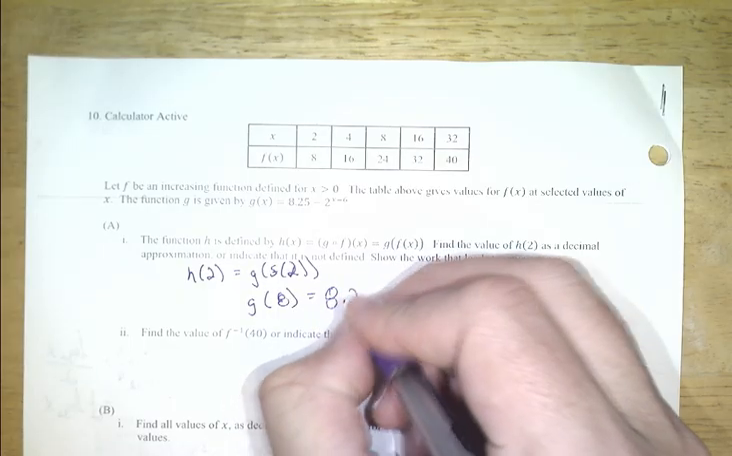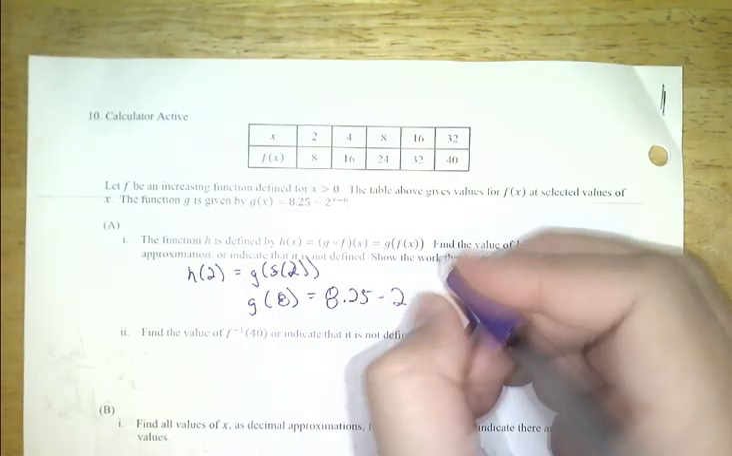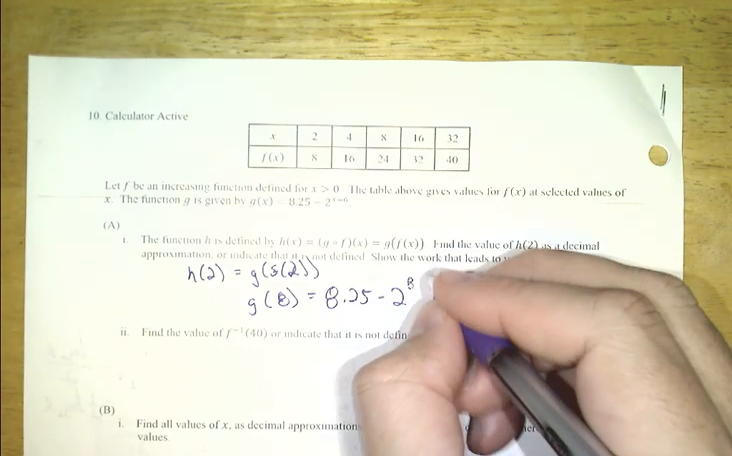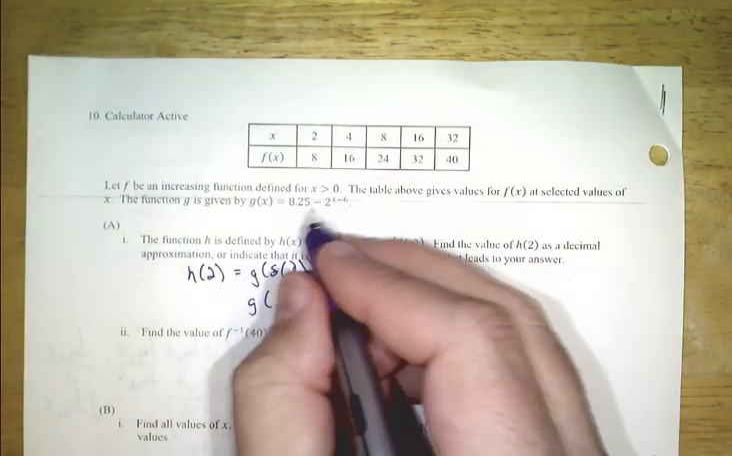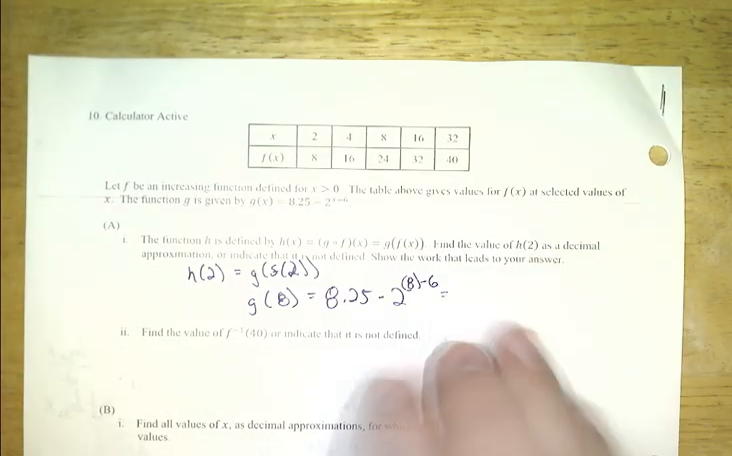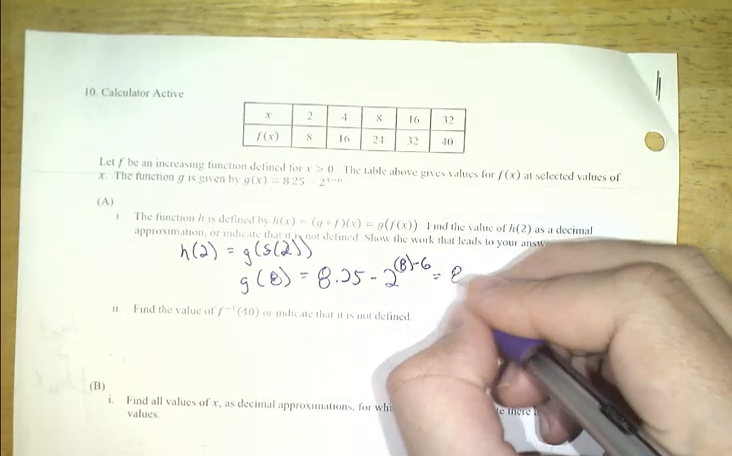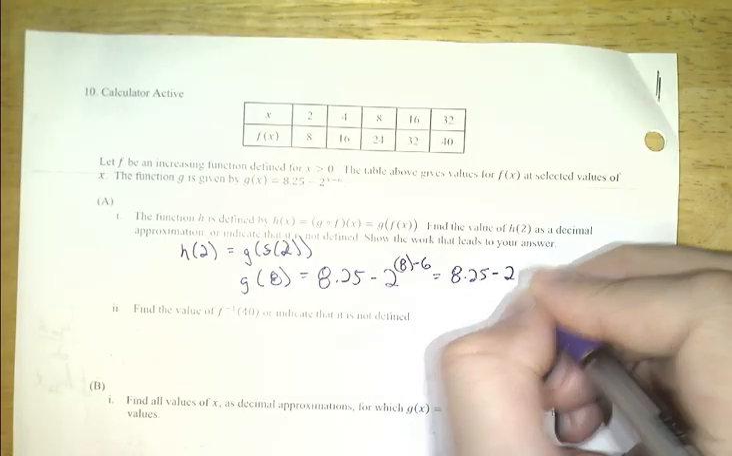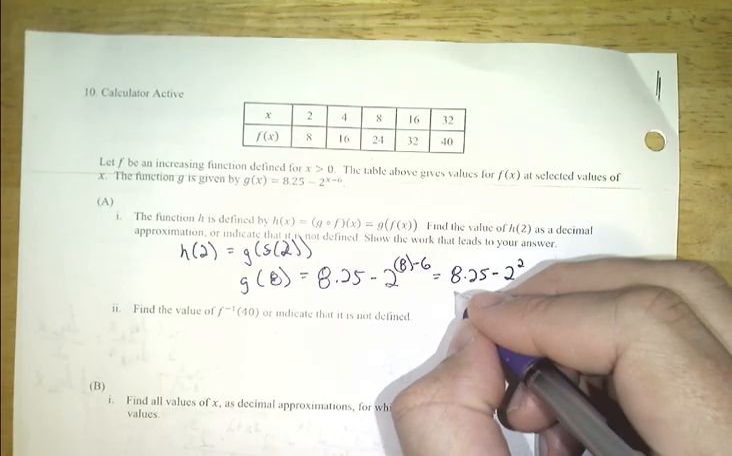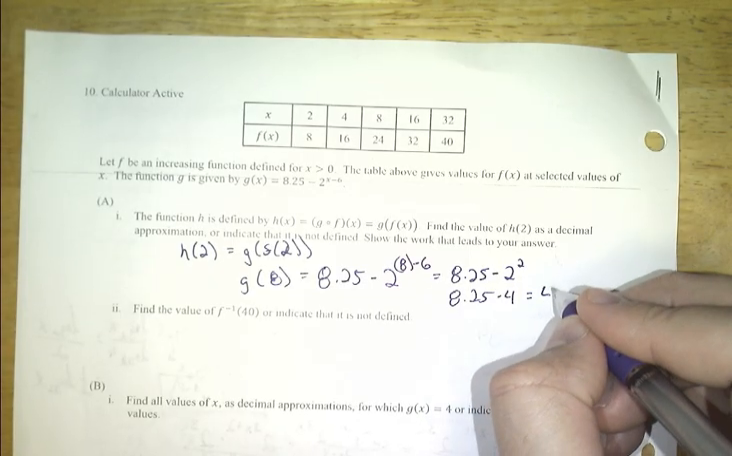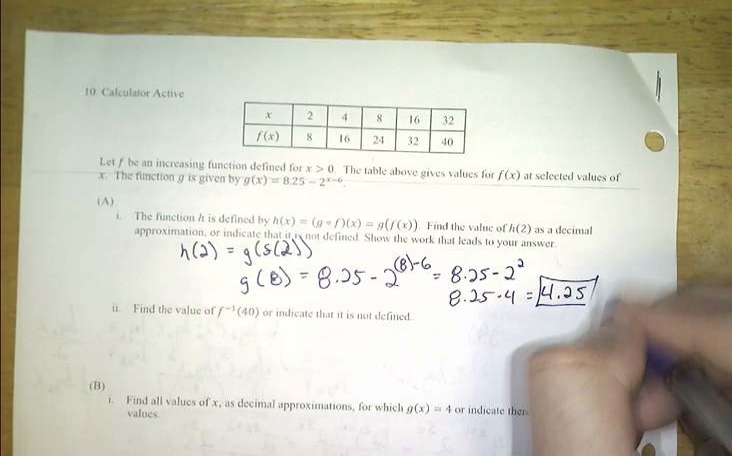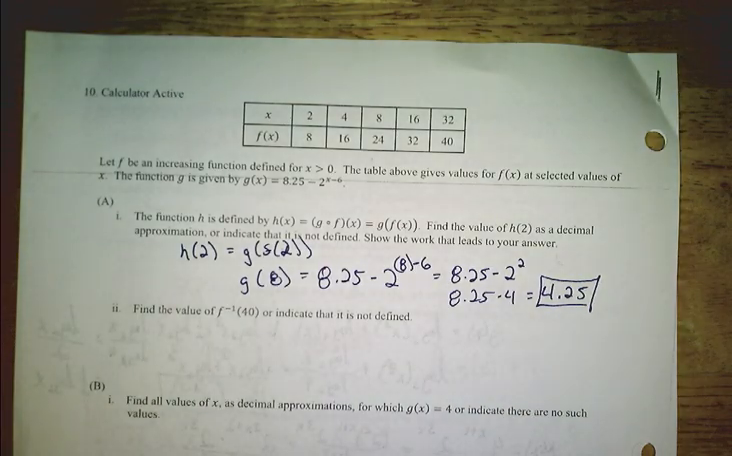So that'll be 8.25 minus 2 to the 8 minus 6. So 8 is what I'm plugging in. There's my function, which is 8 minus 6 is 2. So we get 8.25 minus 2 squared, which is just 4. So 8.25 minus 4 is 4.25. And we don't even need a calculator for that one. But you can always plug it into your calculator just to verify that we did it correctly.